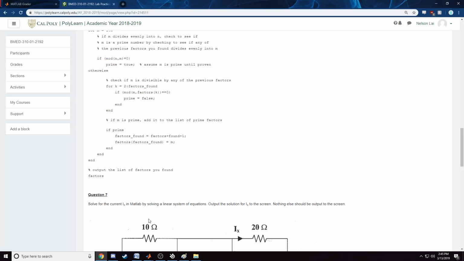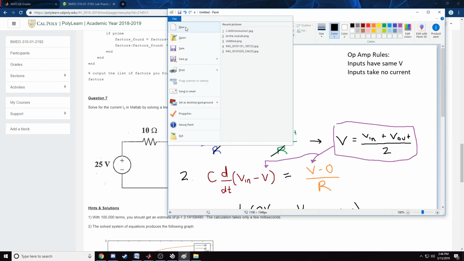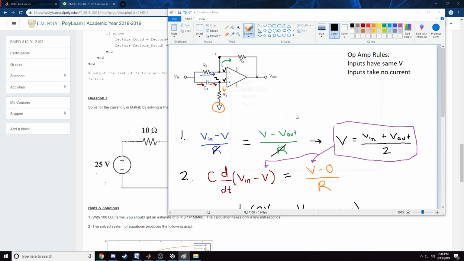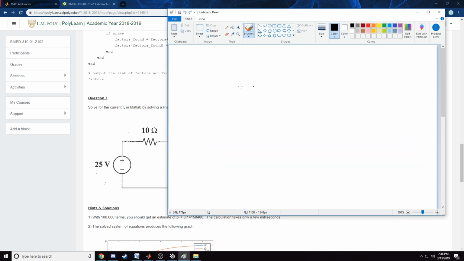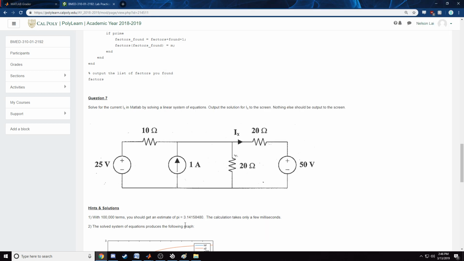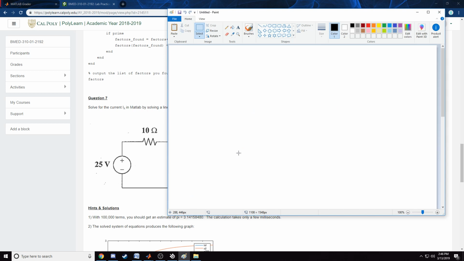Okay, problem 7. Ooh, yikes. Looks like another job for MS Paint, honestly. We'll save this as Prob 1. Don't look at my files, please. And we'll take this. That's not the folder I want. This is the folder I want, or the thing.